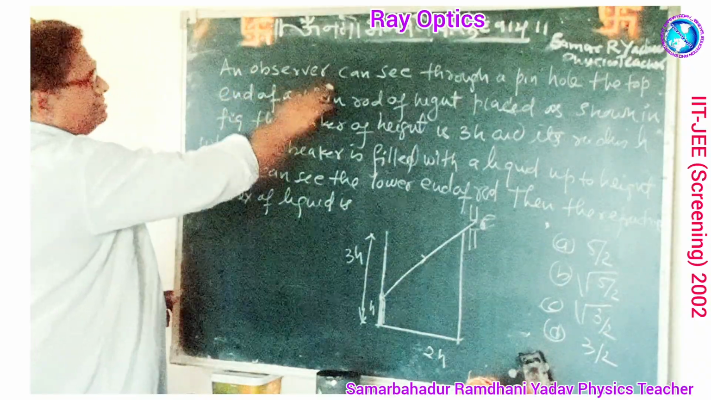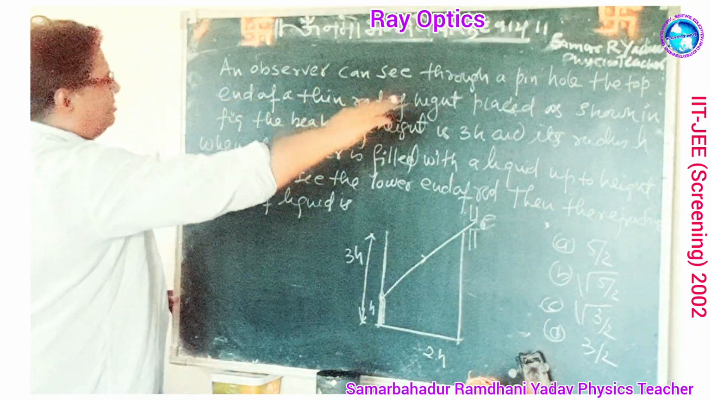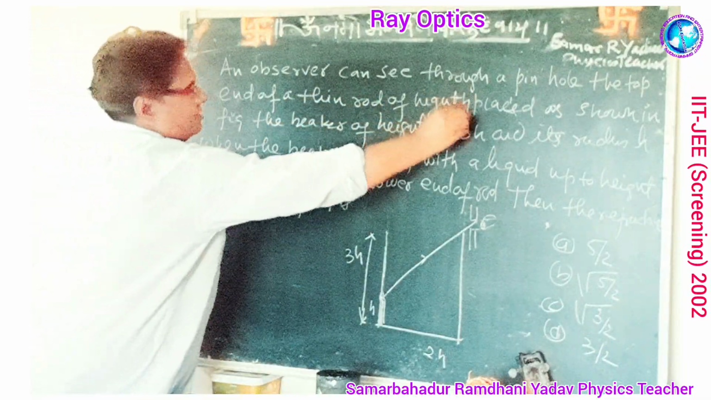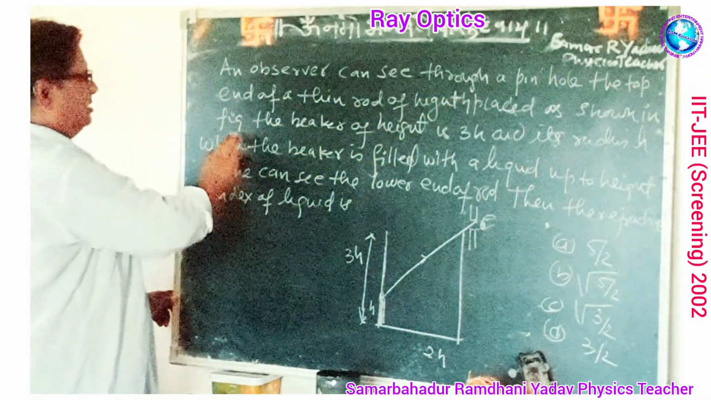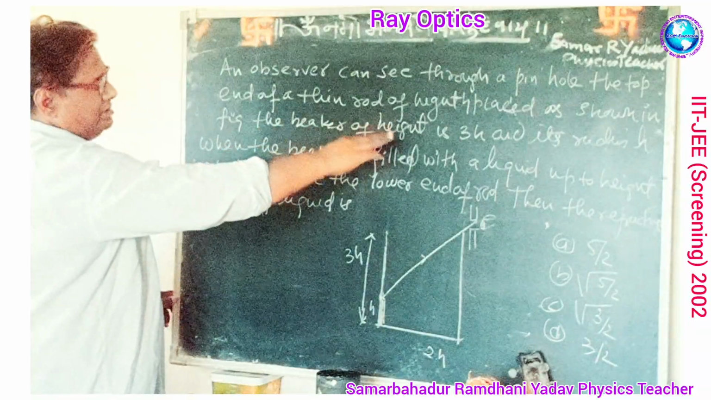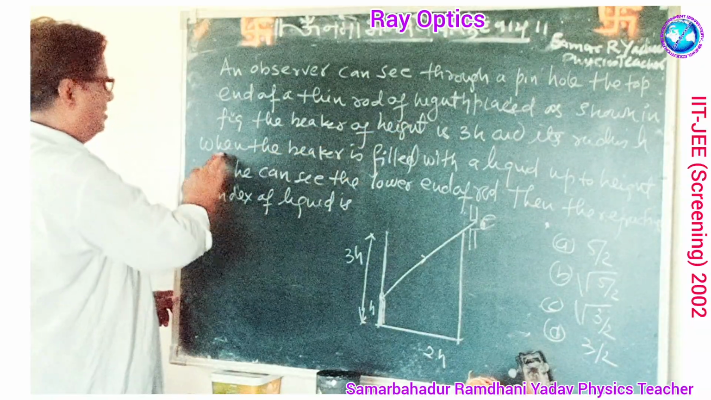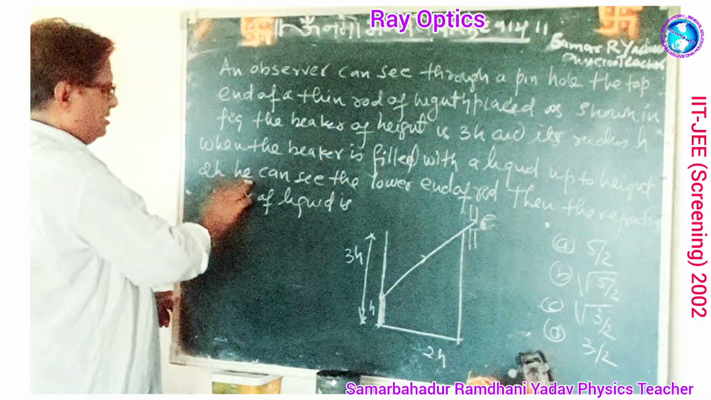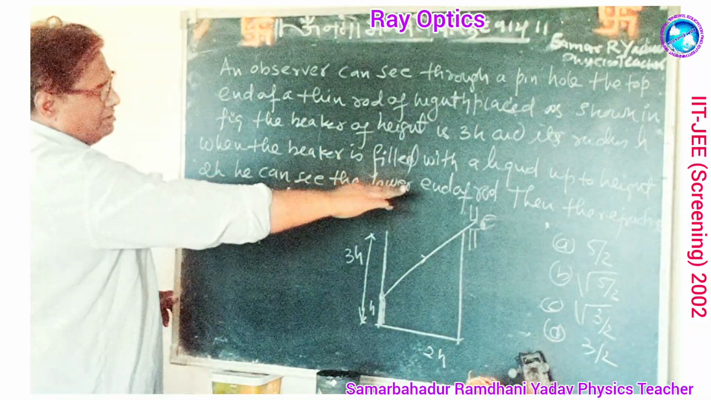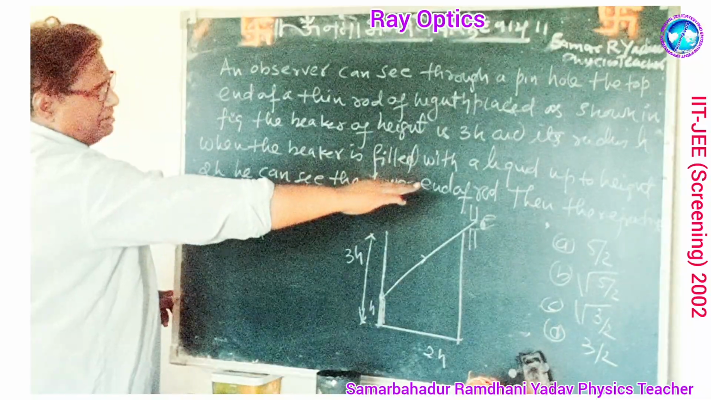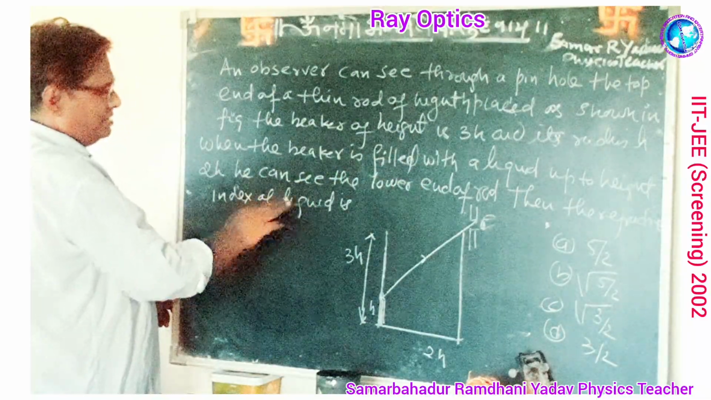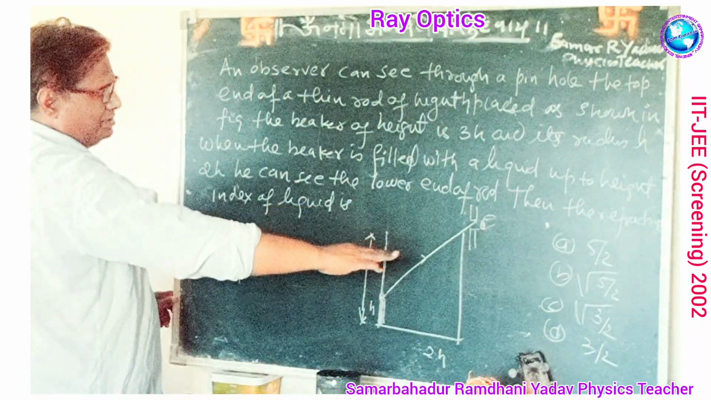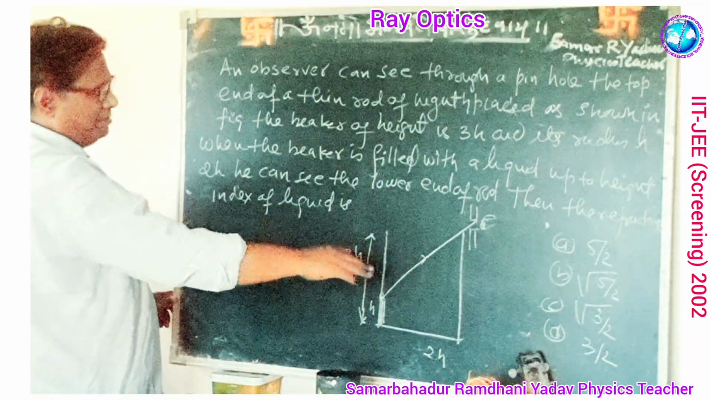Again, an observer can see through a pinhole the top end of the thin rod of height h placed as shown in the figure. The beaker of height 3h has radius h. When the beaker is filled with the liquid up to height 2h, he can see the lower end of the rod. Then the refractive index of the liquid is dash. The options are: A 5 by 2, B under root 5 by 2, C under root 3 by 2, and D 3 by 2.